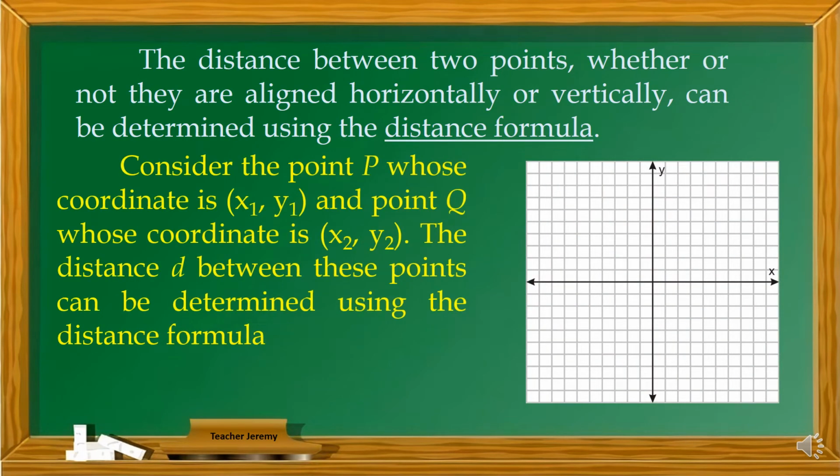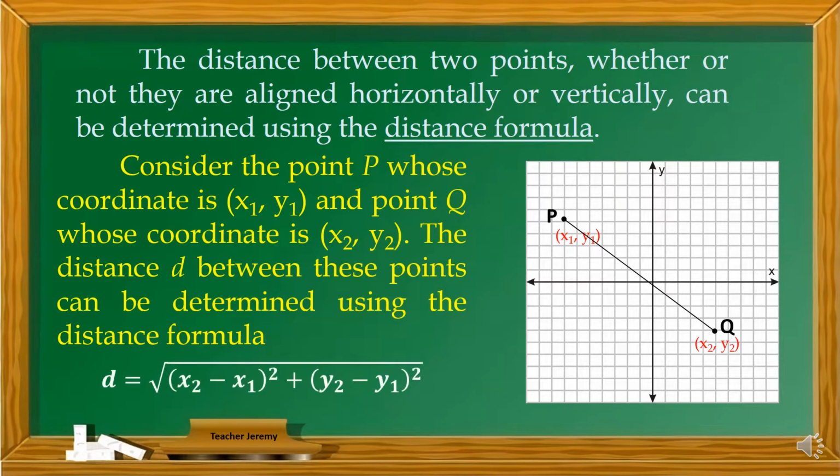Consider the point P, whose coordinate is x sub 1, y sub 1, and point Q, whose coordinate is x sub 2, y sub 2. The distance d between these points can be determined using the distance formula. d is equal to the square root of the square of x sub 2 minus x sub 1 plus the square of y sub 2 minus y sub 1.